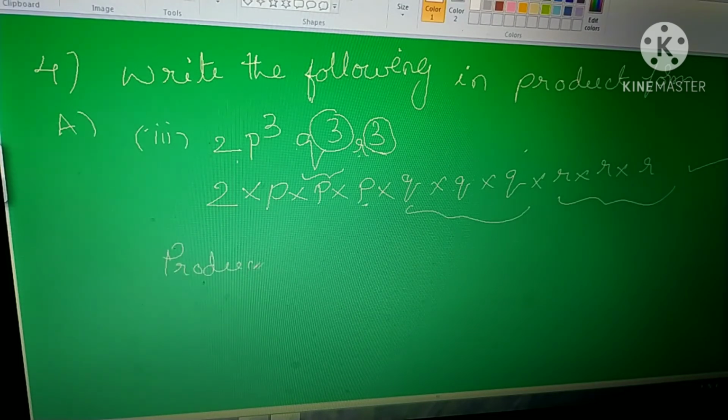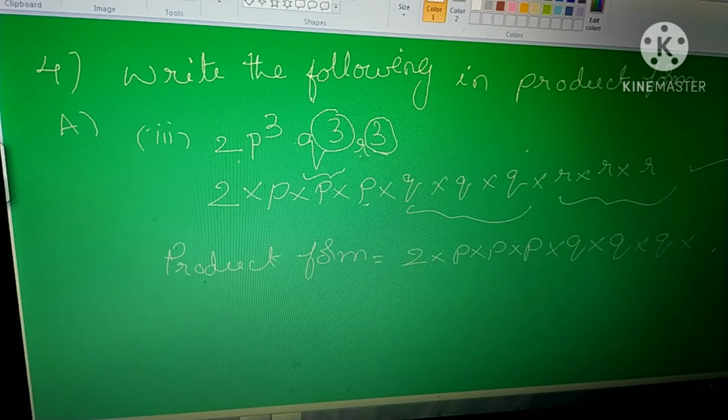So product form is equal to, this is your product form, 2 into p into p into p, 3 times completed. Next go for the next variable q. Power 3 means we have to multiply q 3 times because we have 3 in the power. Next r cube. Here also in the power we have 3 only, so you have to repeat r, that means multiply 3 times. This is your total product form of the given expression. Understood?